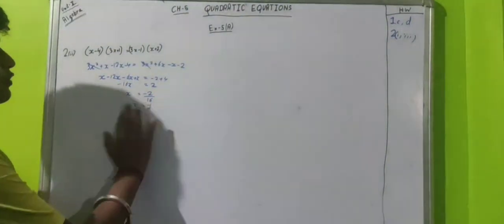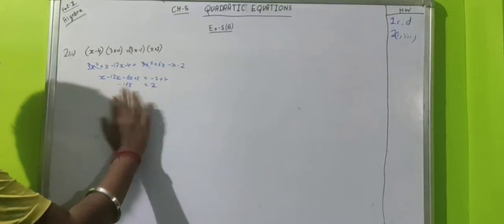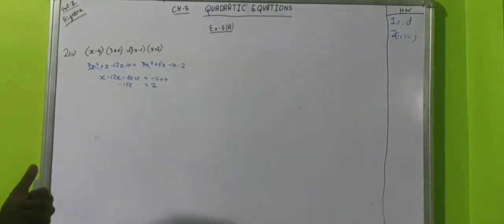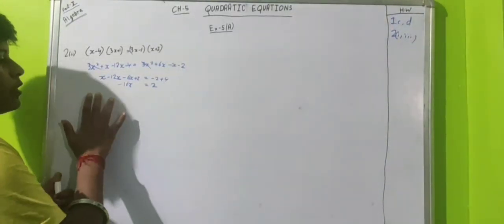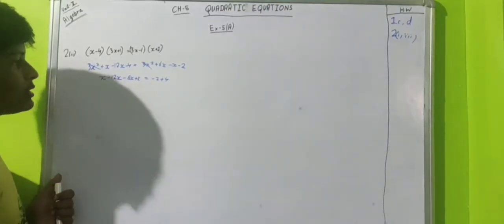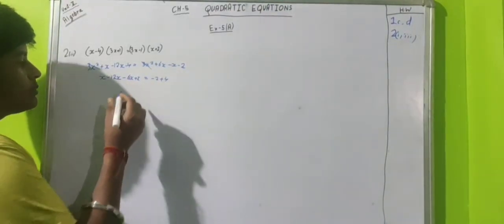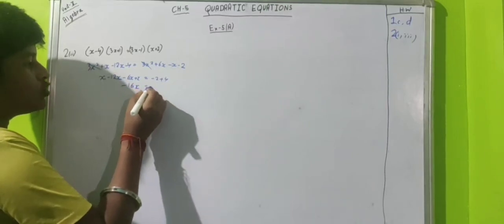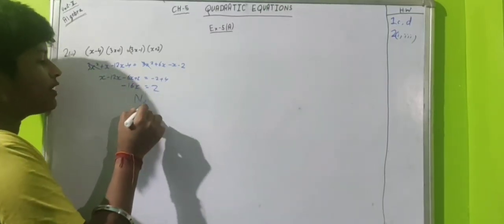So friends, here we have to find which of the following equations are quadratic. Quadratic means the highest power is 2. So we can see that the highest power of x does not come as 2. It just comes as minus 16x plus 2. So it is not a quadratic equation.